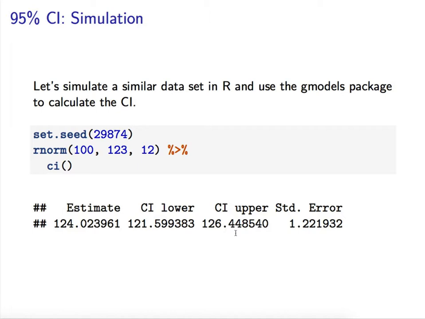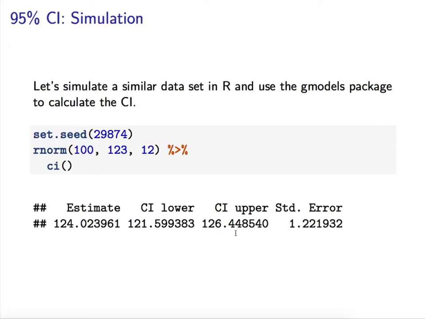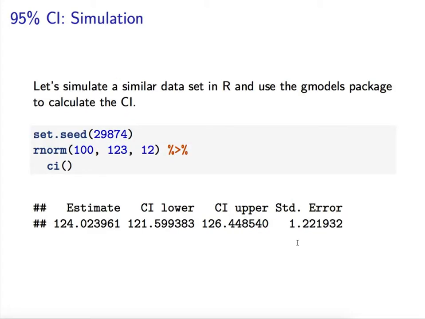And that, again, is very similar to what we calculated up here. Not exactly the same because each sample is going to be a little bit different. And we also see the standard error is nearly identical to the standard error up here. That'd be 12 divided by the square root of 100, which is 10. So 1.2 would be what we would expect the standard error to be. So again, very close.